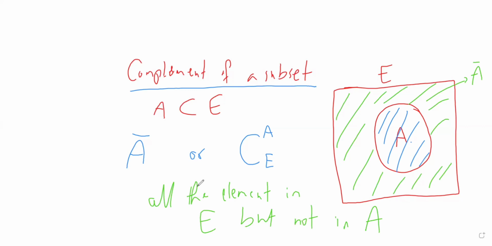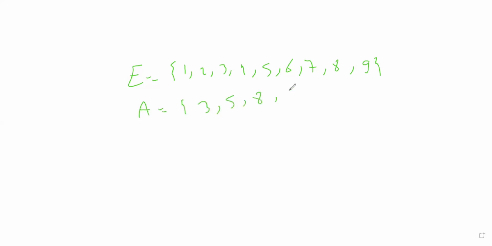Let's take an application. Supposedly we have the set E, which is 1, 2, 3, 4, 5, 6, 7, 8, and 9. And we have the following subsets: A, B, and C. All of them are subsets of the set E. A is given as 3, 5, 8, and 9. We have the set B, which is the empty set. And we have set C, which is 4, 7, and 9. Supposedly we have to find first A complement, or A bar.